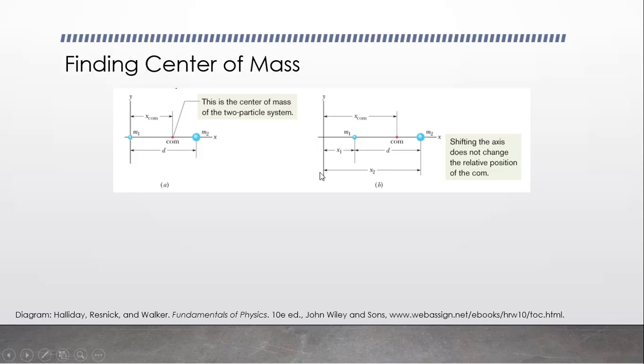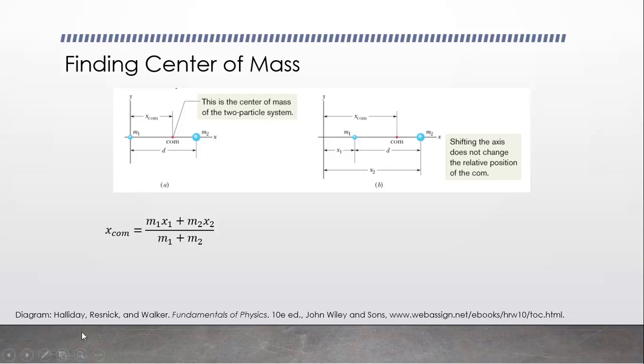This is actually pretty convenient because this means that the center of mass can be used to describe both the motion of m1 and m2 together. So the way I would calculate x of the center of mass is to take the mass of object 1 times the position of object 1 and add the mass of object 2 times the position of object 2, and then divide by the mass of the two objects.